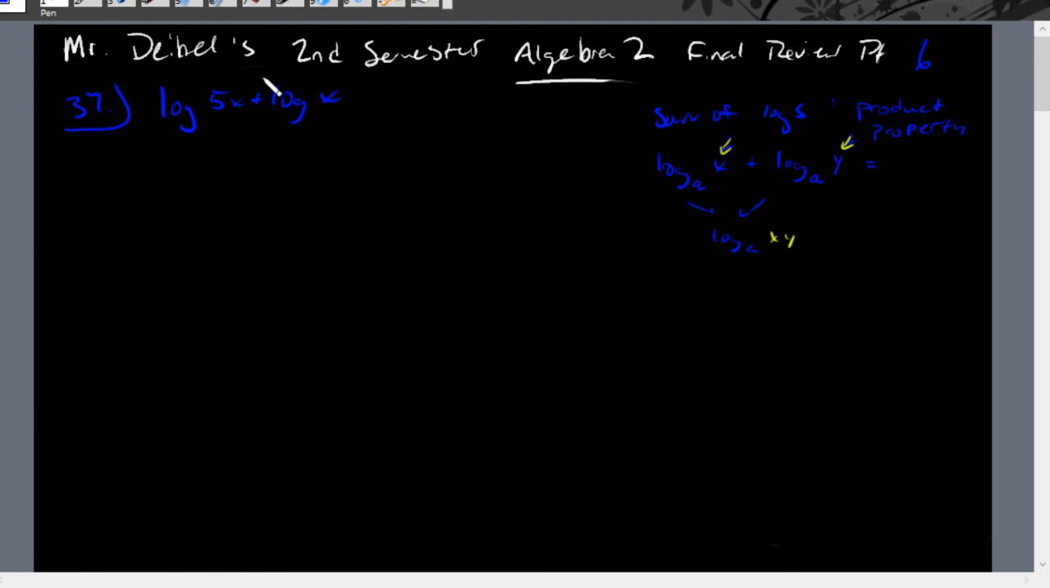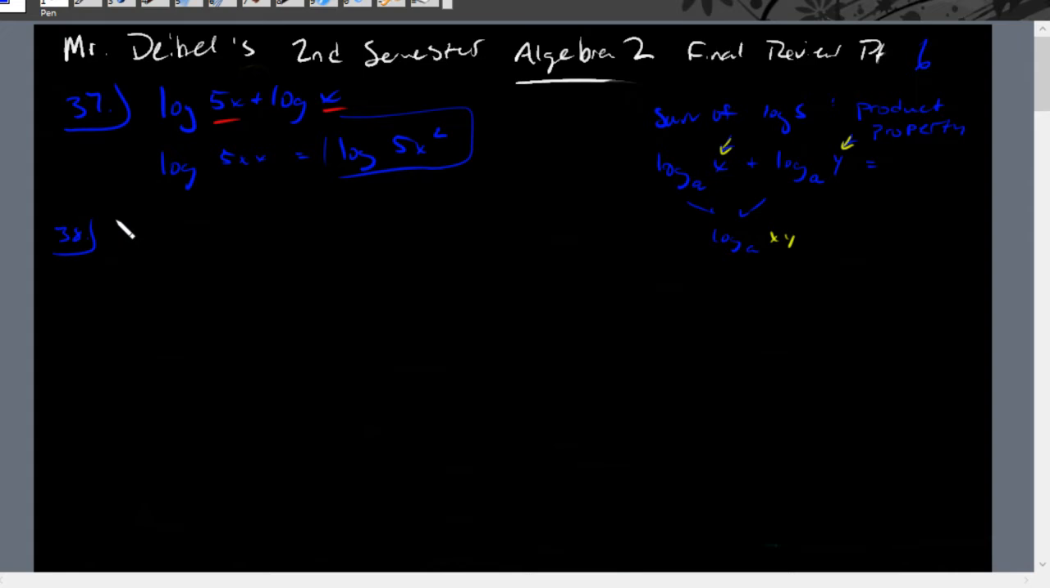So we're going to go ahead and use this product property and write it as the same base, so log with the base of 10, common log, where you multiply these two things together. So you've got 5x times x. And so you've got a log of 5x squared. And that's it. You were done. That's the problem. 38. That was really anticlimactic.